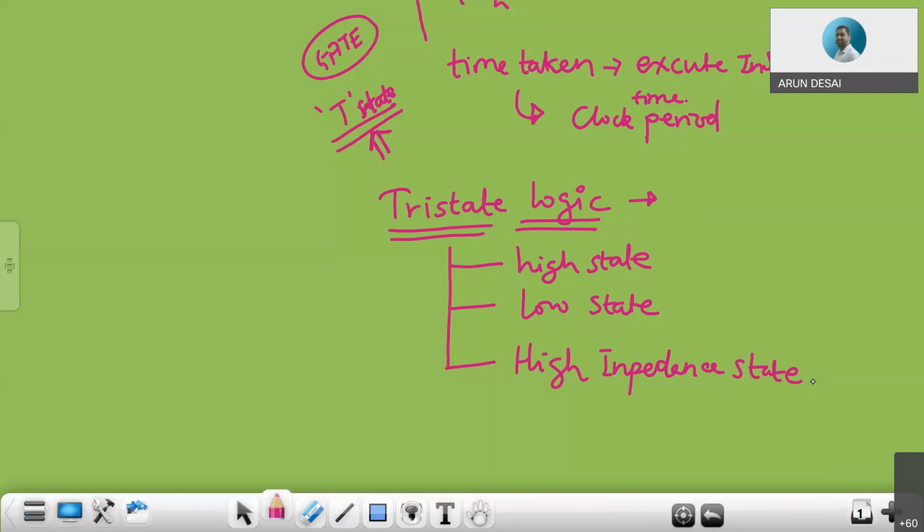Okay. So high state obviously means high. High म्हणजे काय? One state आहे ती, right? In case of logic, right? Low state म्हणजे काय? Zero.